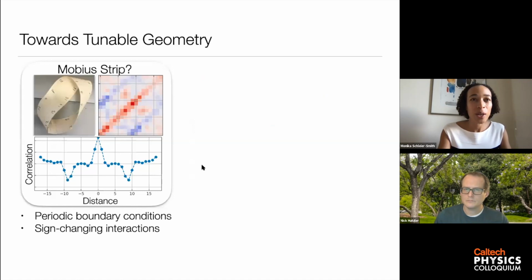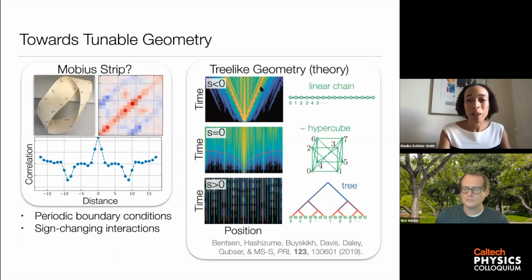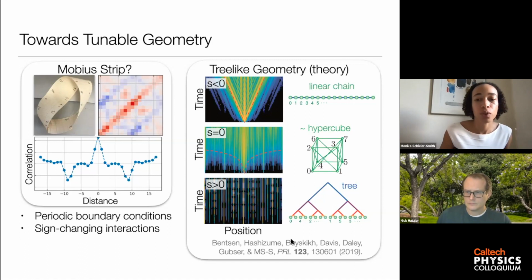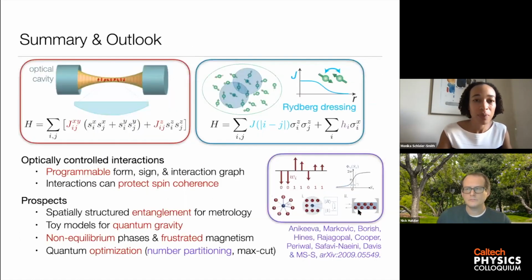Okay, so very recently we're starting to explore: can you make something that's maybe a Mobius strip geometry? Can you build on this model I showed before and start to realize something like these tree-like geometries that could look like kind of a discretized version of curved space with some connections to toy models for quantum gravity.